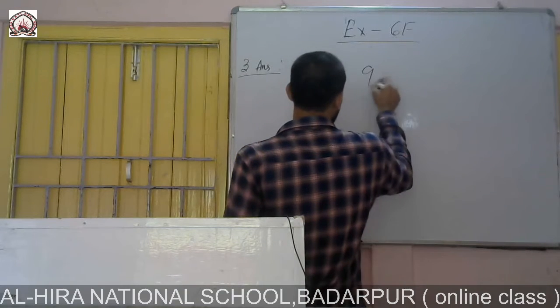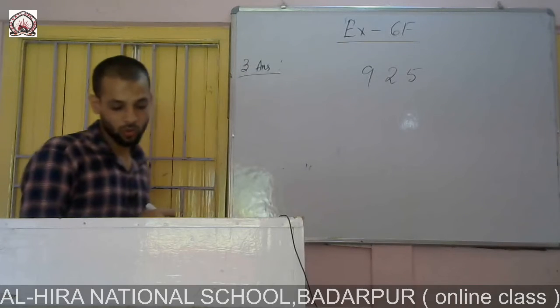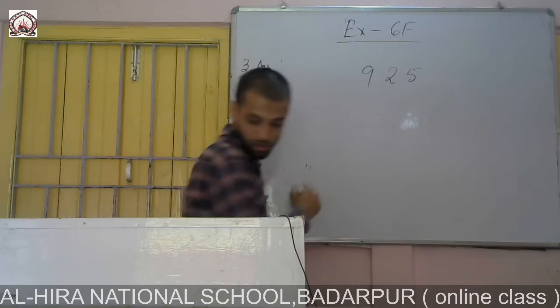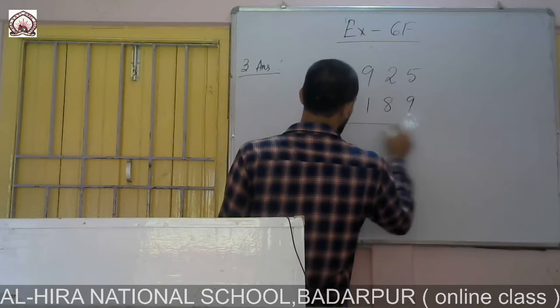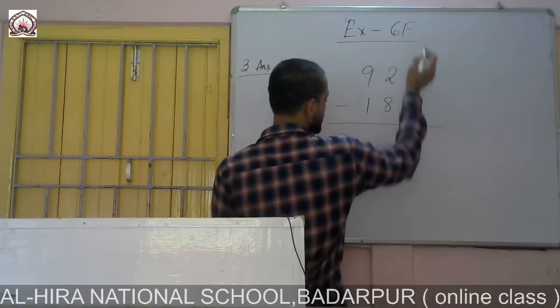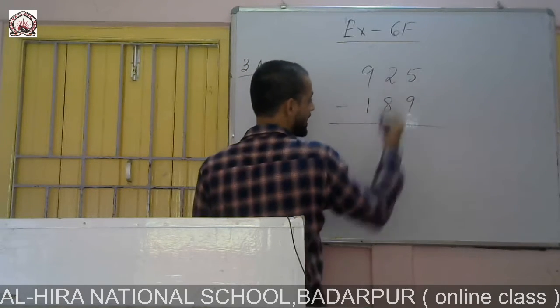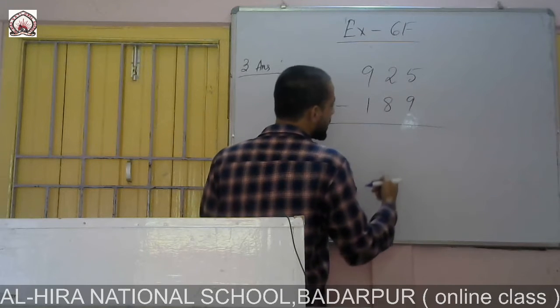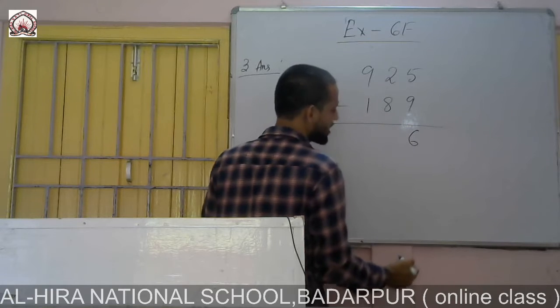So here is 925, and here 189. If we subtract, we will get the result. You see, 5 is there. We cannot subtract 9 from 5, so we have to carry 1 to the ones place. So 15 minus 9 equals 6.